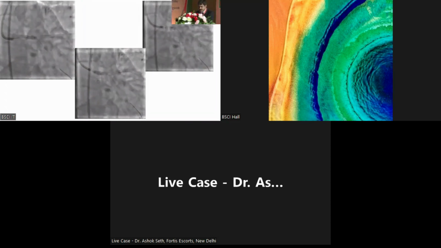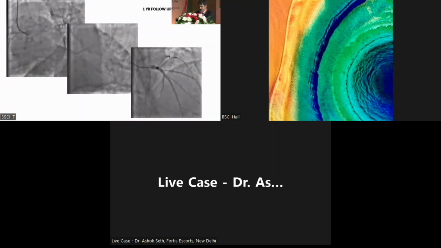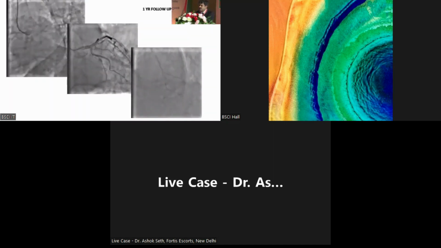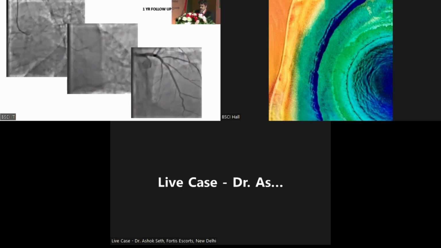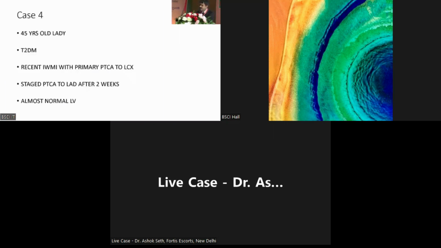So this is the spot, and this is the one year follow-up of the patient. So the patient is doing well. I will finish my presentation. Just the last case is very interesting. Sometimes we actually land up with such a problem.